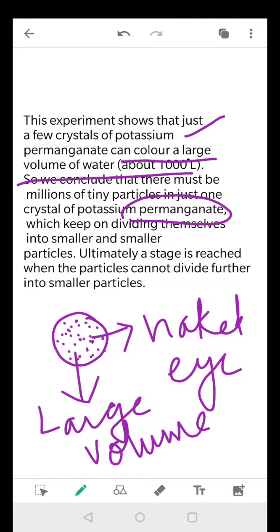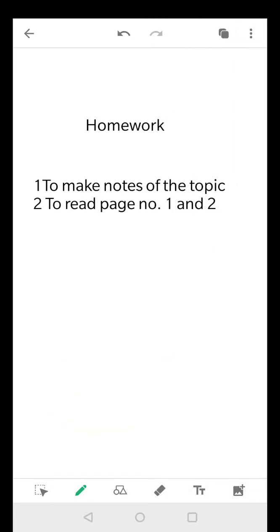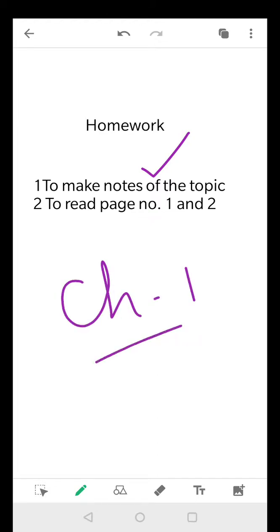Very well. Now coming to your homework. Your homework is, you will make notes of this topic in your notebook. And you will read page numbers 1 and 2 of chapter 1. I hope you remember, matter is your chapter 1, right? So you will read 2 pages, page number 1 and page number 2. And you will send your work to me.